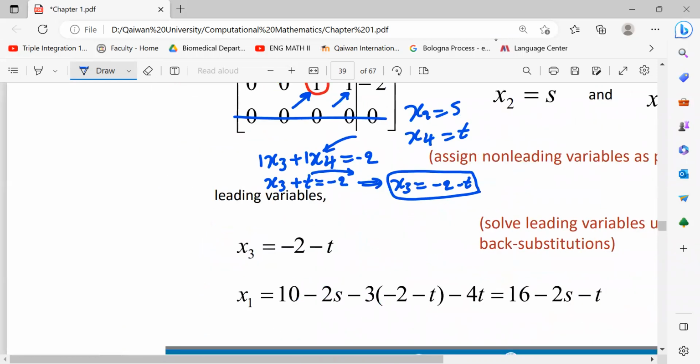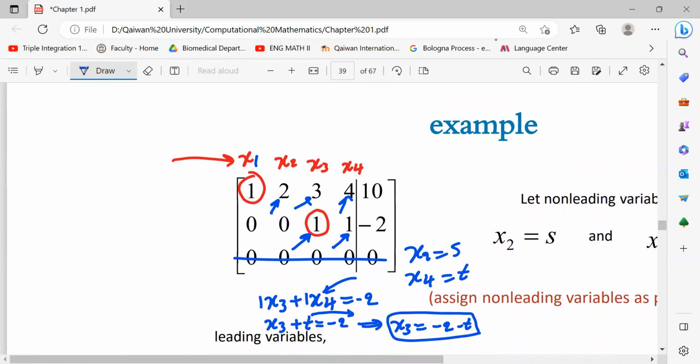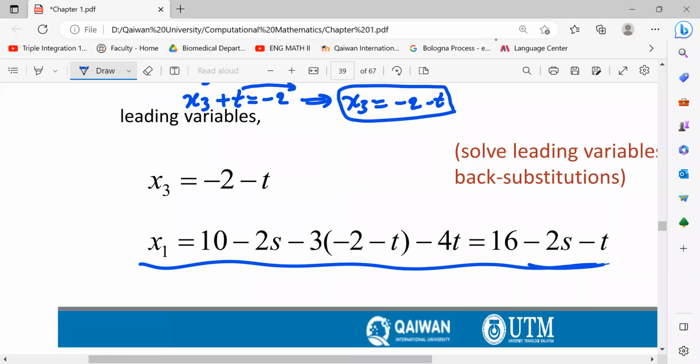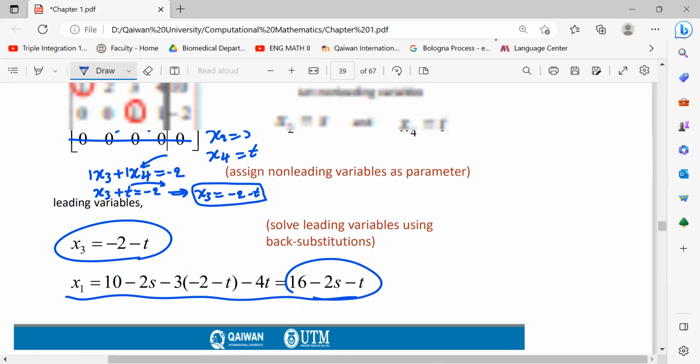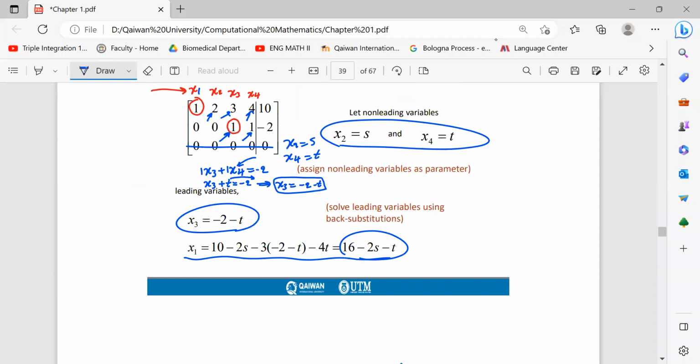Okay, that's it. And for x1, we just replace x4 by t, x2 by s, and x3 by minus 2 minus t to get the value of x1. That's it. And this is x1. This is x3. And we let x2 and x4 be s and t. So these are the solutions for that system. Okay?